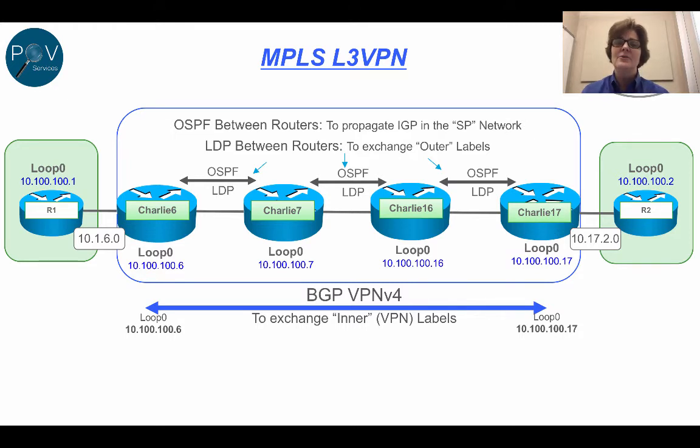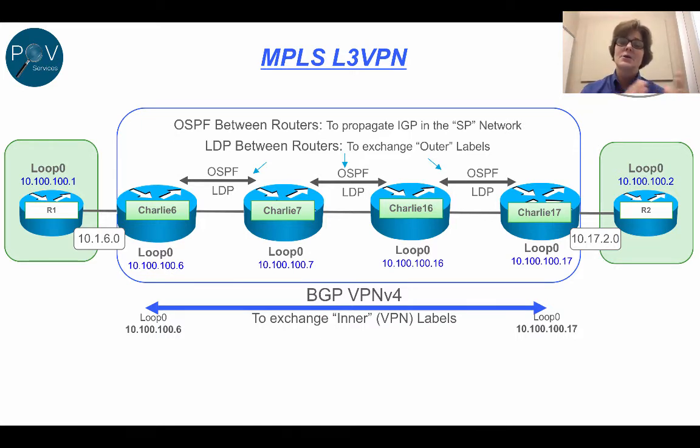Then what's going to happen is, of course, we're also going to run OSPF between Charlie6 and Charlie7, Charlie7 and Charlie16, Charlie16 and Charlie17. We like doing that so that our IGPs actually work and so that Charlie6's loopback can BGP peer with Charlie17's loopback. The OSPF in and of itself at this point in time is not going to be actually doing label distribution propagation. So now we get to LDP, which is another protocol, Label Distribution Protocol.